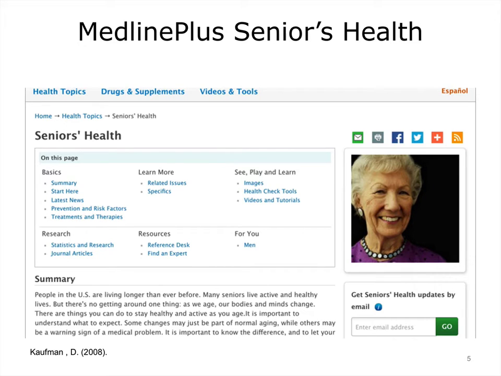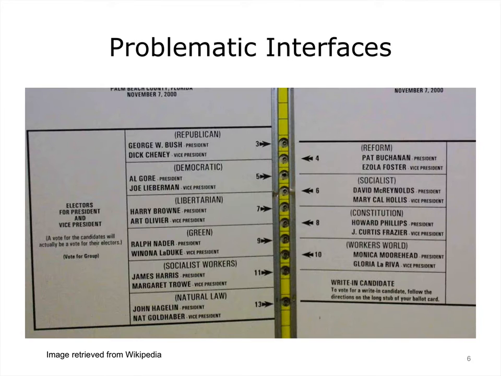An important point to keep in mind is the target population. This is designed for seniors, and some of the answers to the above questions may be different for this population as compared to younger adults.